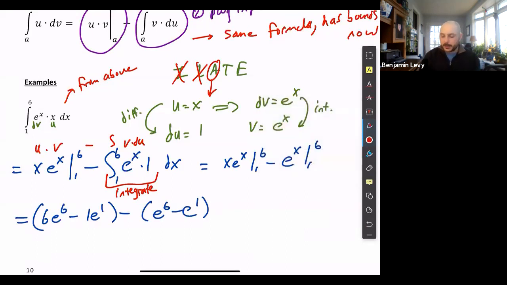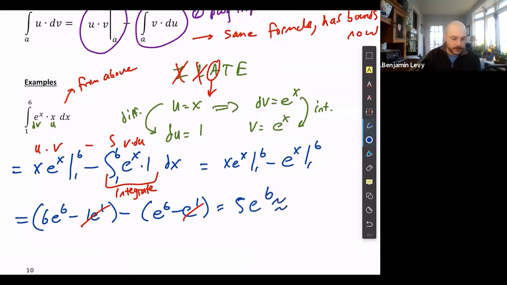Something interesting happens here: the e to the 1's cancel because you have a minus-plus situation. Then you have 6e to the 6 minus 1e to the 6, so that's just 5e to the 6. You're welcome to leave it like that. If this is a test or something, I would just leave it like that.